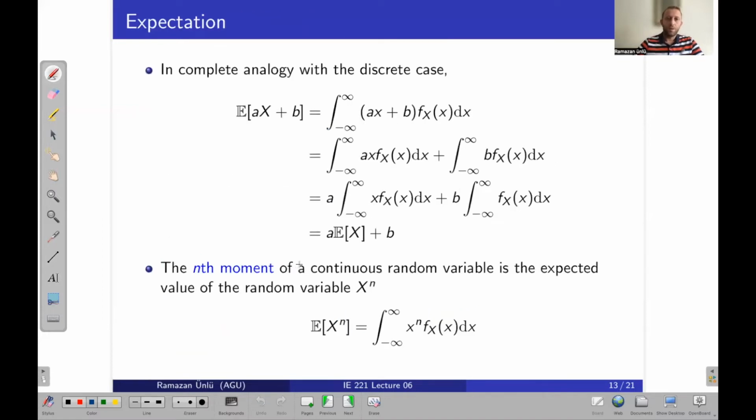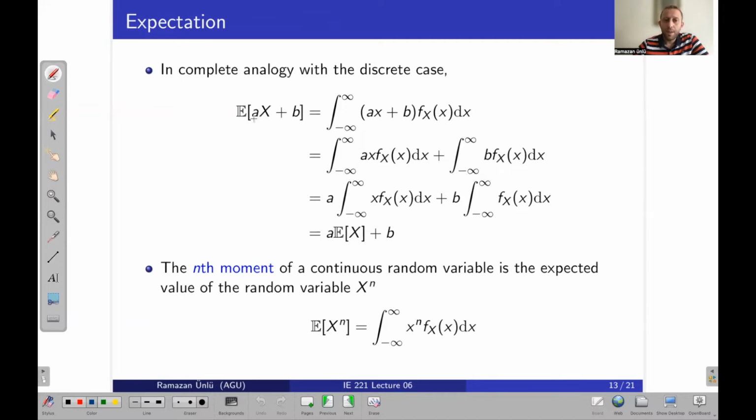So if you remember from the discrete case, the expected value of a times x plus b was equal to a times the expected value of x plus b. So this is still valid for the continuous case. Let me prove that one.